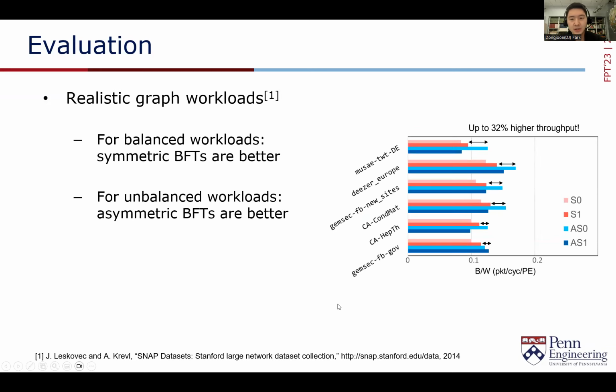This is the experiment result for the realistic graph workloads, and in the figure on the right, you see for these benchmarks, asymmetric BFT shows better throughput, up to 32% higher throughput compared to symmetric BFT. So the takeaway here is that for balanced workloads, symmetric BFTs are better, but for unbalanced workloads, asymmetric BFTs are better.